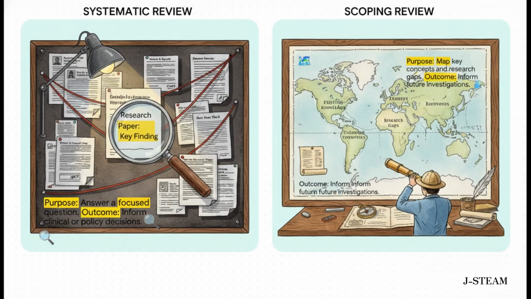Now, a scoping review, that's totally different. It's more like a map maker, an explorer. The goal here is to just chart the entire landscape of research on a topic, see what's out there, and find the gaps, to guide future research. It's not usually doing that same deep dive quality check.